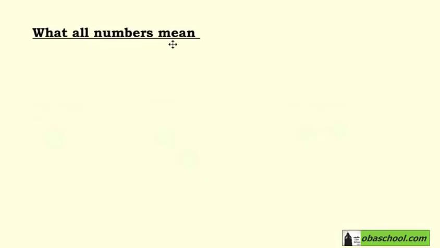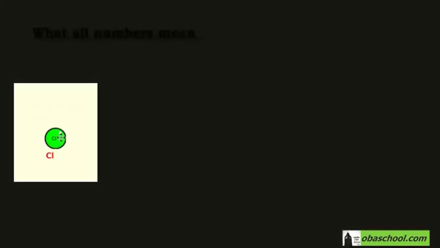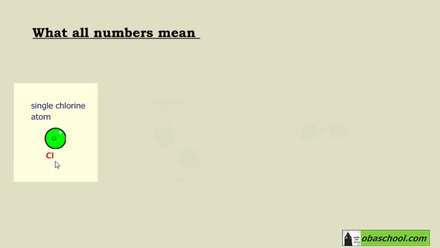What all numbers mean. This is a Cl atom, so there is a single chlorine atom. Since there is neither a big number nor a subscript number in front of Cl, there is only one chlorine atom.